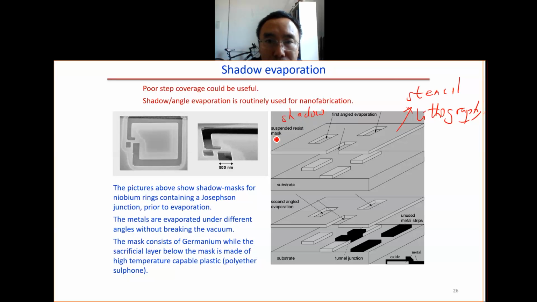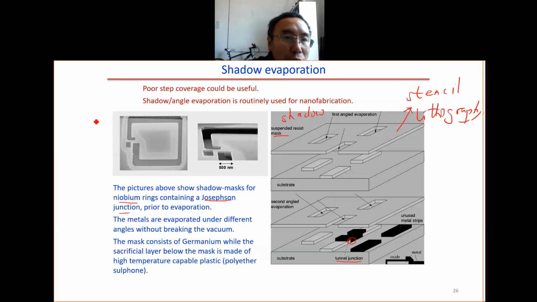We first have deposition along this direction, and we have this structure of the film. Then we deposit a second material from another direction. We have this black color material. What we have here is a tunnel junction. This can be the Josephson junction. If this is niobium film, then we get a Josephson junction.